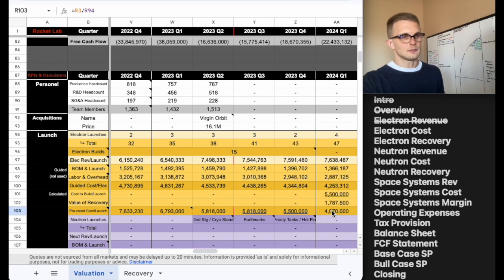But to kind of peek ahead a little bit, there's a few more numbers that are interacting with the cost per launch.